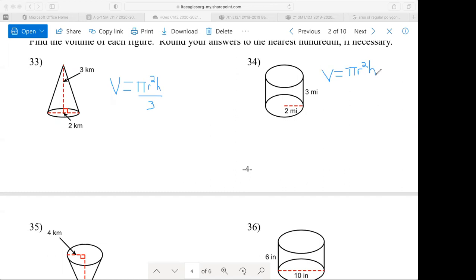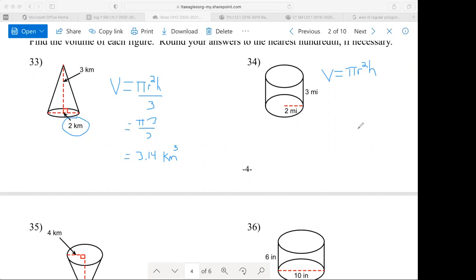The radius is not 2 here, the radius is 1. That makes our life a whole lot easier. So that would give us pi. The radius is 1, 1 squared is 1, so I'm not going to write that. Times 3. Oh, my word, the answer is pi. 3 divided by 3 would cancel, and so you're left with 3.14. Boy, there's a math teacher problem right there. Only a math teacher would write it so that the answer is pi. That doesn't happen in real life. And that is your volume.